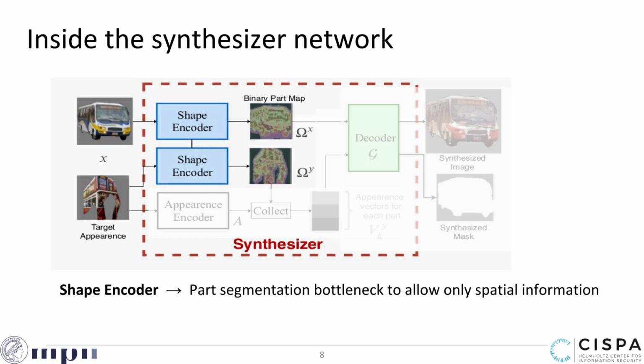Since the output part maps are one-hot vectors at each location, they act as information bottlenecks which only allow spatial information to pass through this path. Many prior works utilize Gaussian keypoint bottlenecks. However, in our experiments we found that our part segmentation bottleneck scales better for diverse object classes.